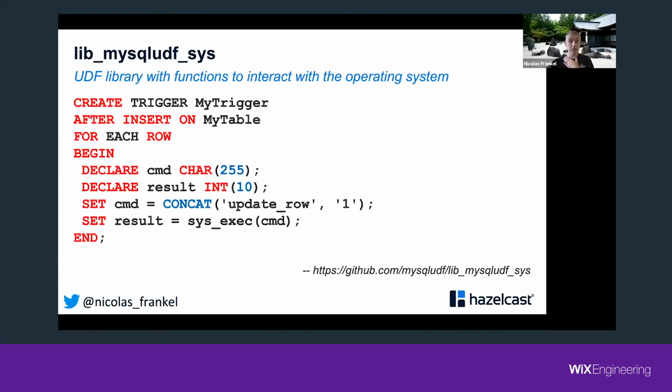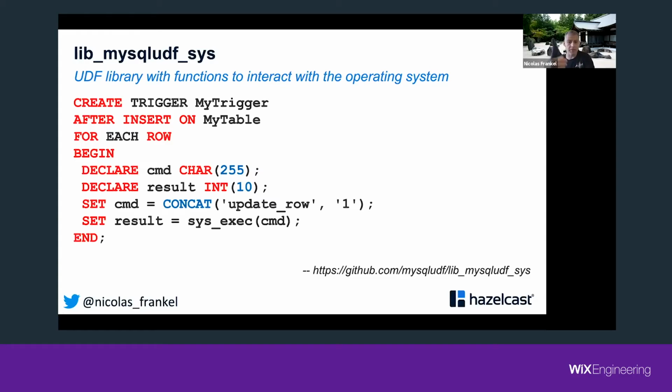But there is somebody who already did that. He basically wrote a wrapper called libmysql UDF sys. And basically what it does, it wraps any call that you do to a system call. So here, for example, you can create a trigger. And so every time you do an insert on my table, then you can call update row. That's amazing. And let's say that update row is an external process. Well, it seems to be working.